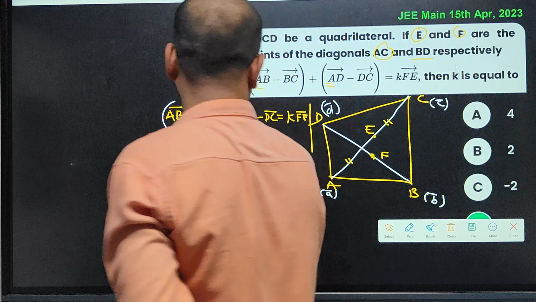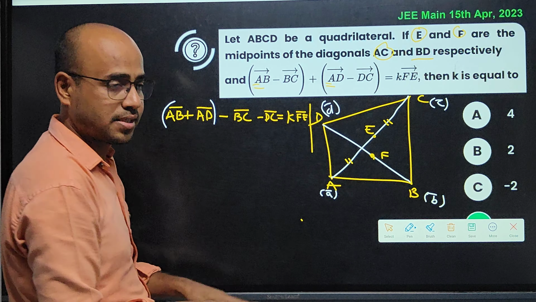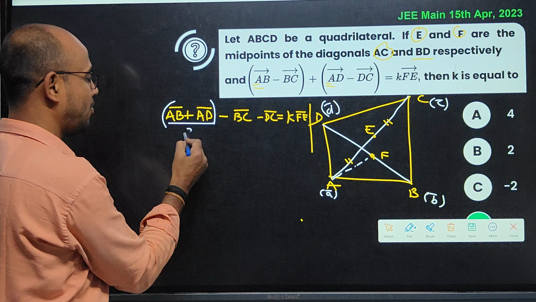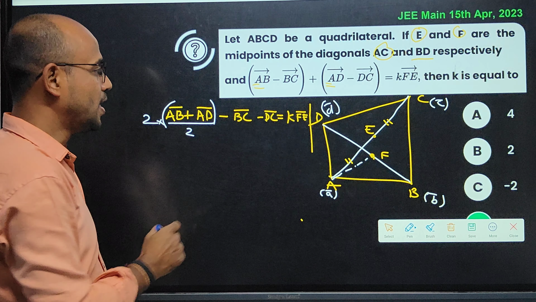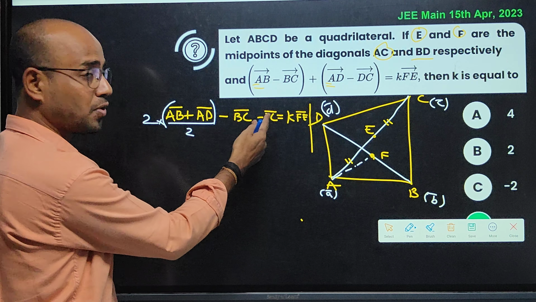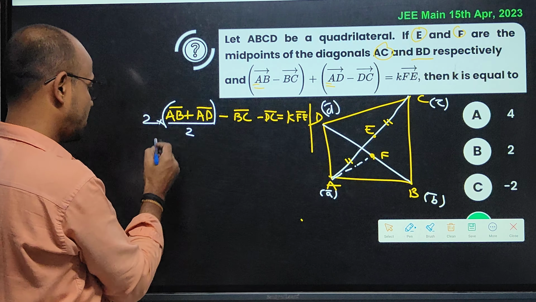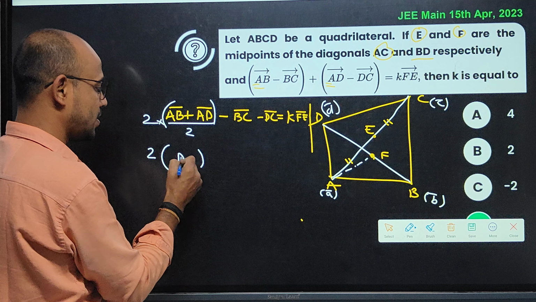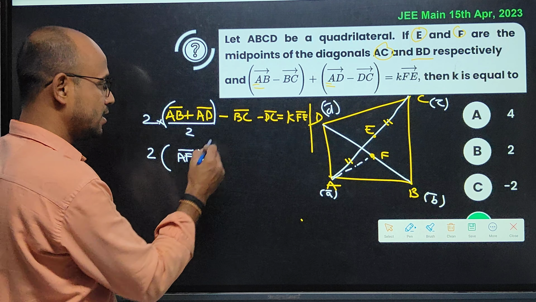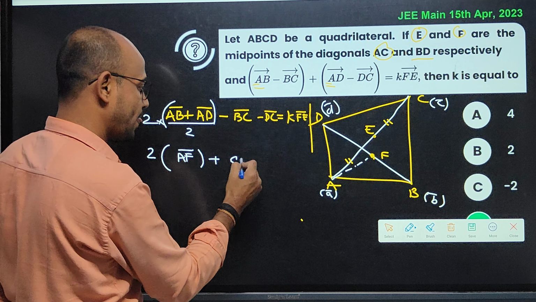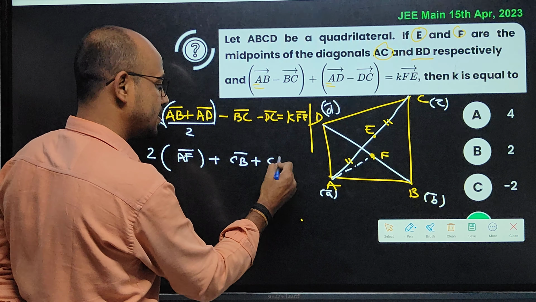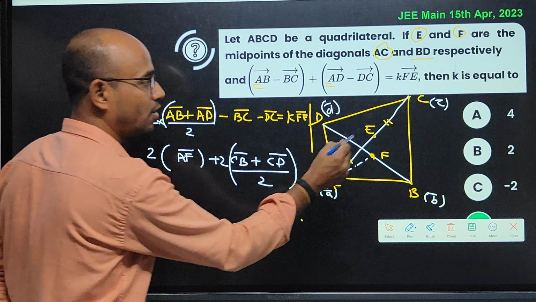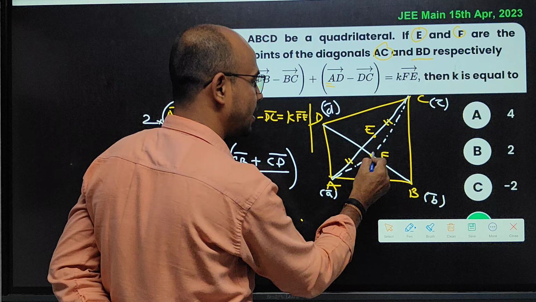I know AD and AB form the adjacent sides of the median, what? AF. So we can multiply it by 2 and divide it by 2. Similarly, for having the common point, we have to take the negative of the vector. So this is nothing but AB plus AD by 2, which is AF, the median AF. Similarly, we convert this as plus CB and plus CD, and we again divide by 2 and multiply it by 2 for the sake of getting the other median, that is CF.